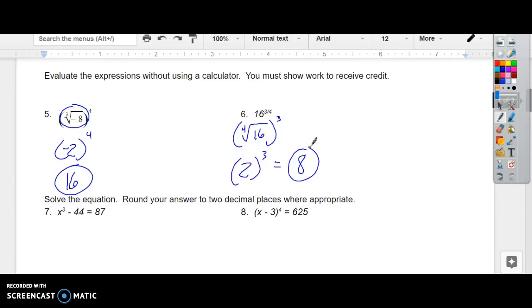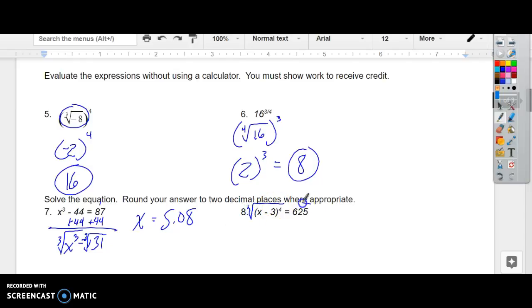Coming down here, we're going to add 44 over. This will be x cubed. Carry that, 131. And then I get rid of that cube by cube rooting. And if I round to the nearest tenth, 5.08.